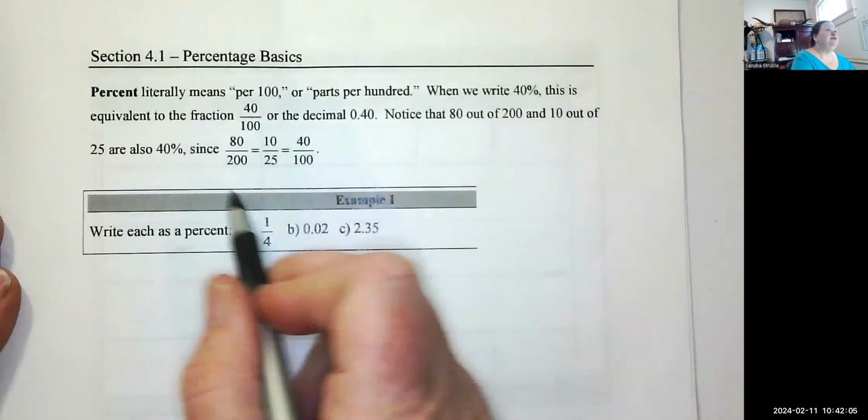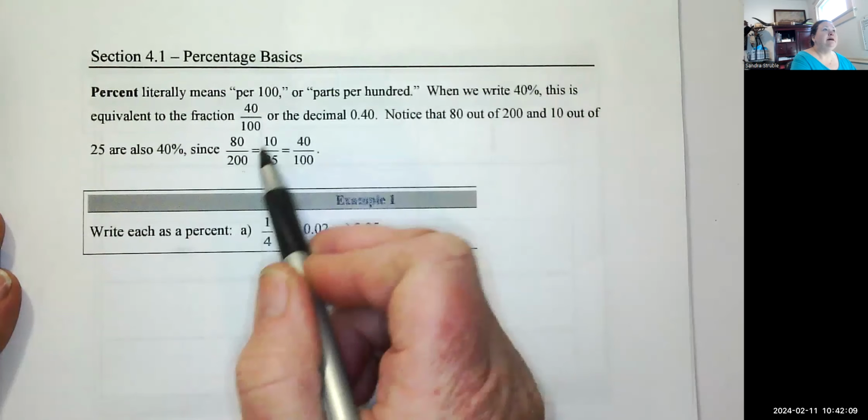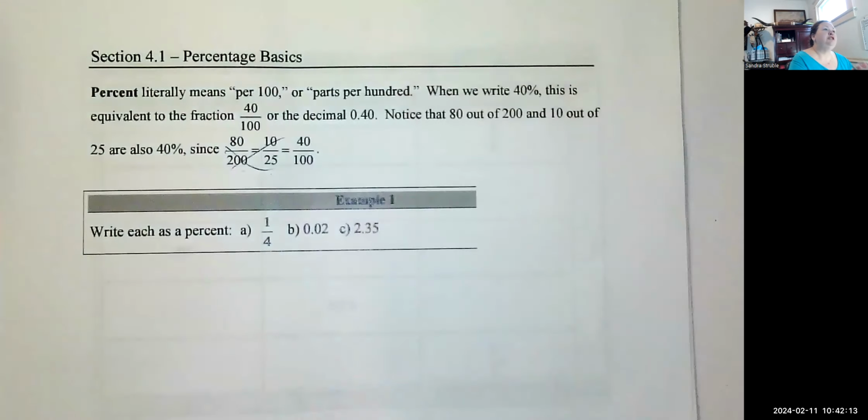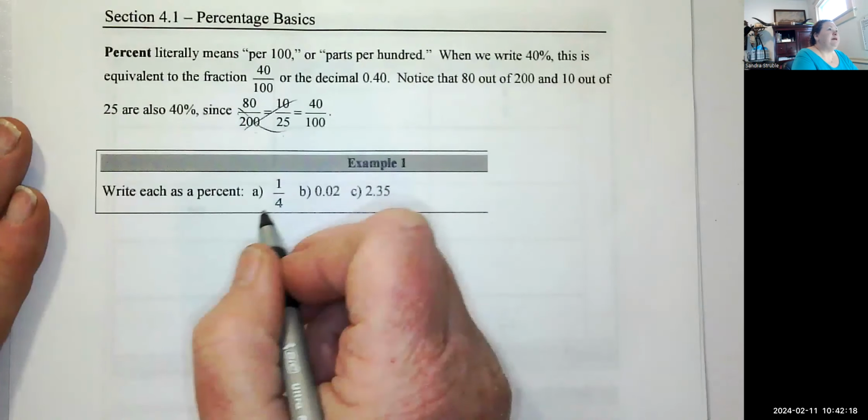They're showing you the other direction, taking the 80 divided by 200 and reducing it, and then they multiply it. If you want to look at it, that's great, but I just want to go to example one. Write each as a percent.